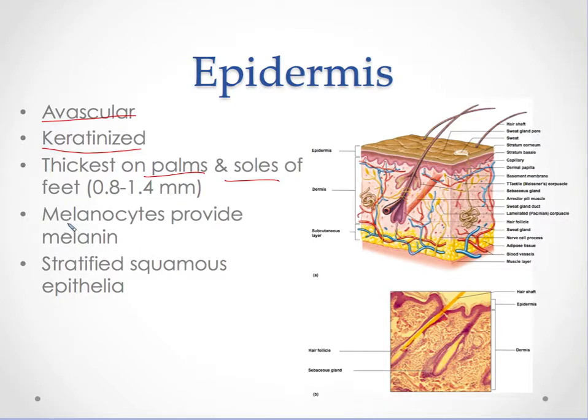Your epidermis is composed of melanocytes, which provide melanin, and that provides us our skin color. It allows us to tan. And then they're made of what are known as stratified squamous epithelia. So squamous is the simple cells, stratified being in layers. So instead of being a flat sheet, they're stacked on top of one another.